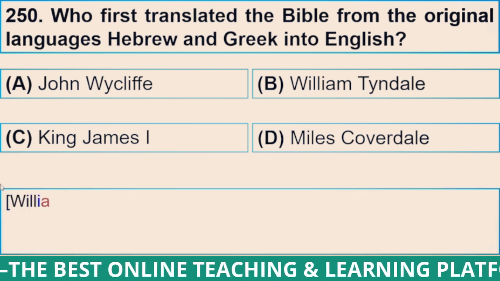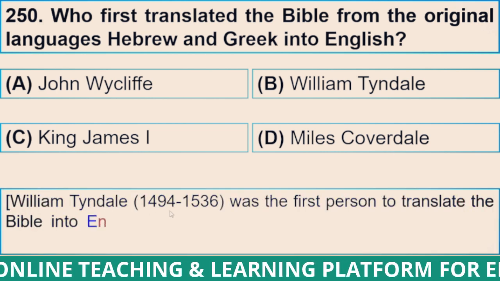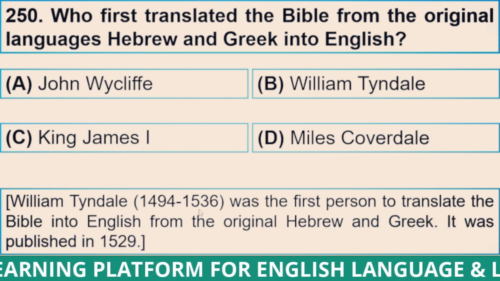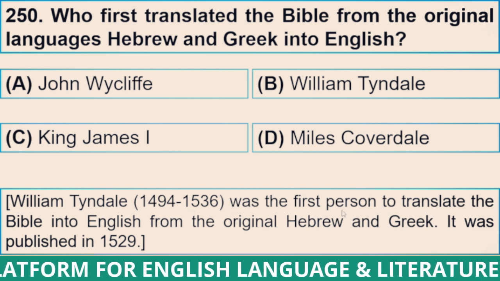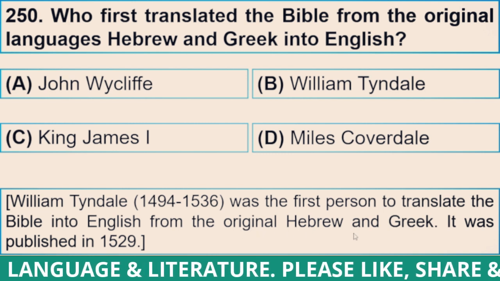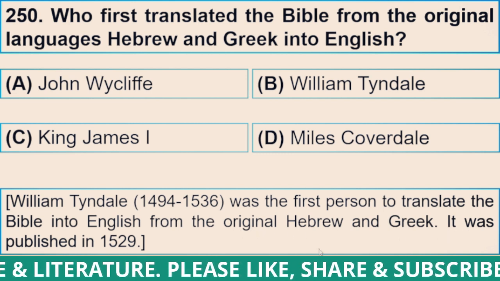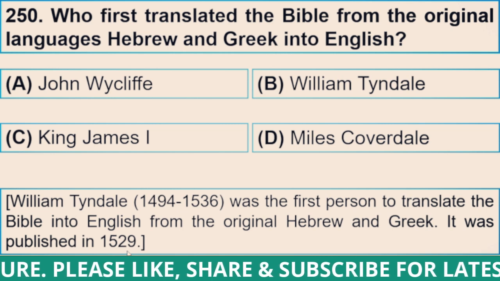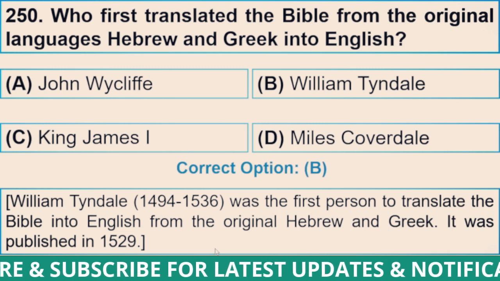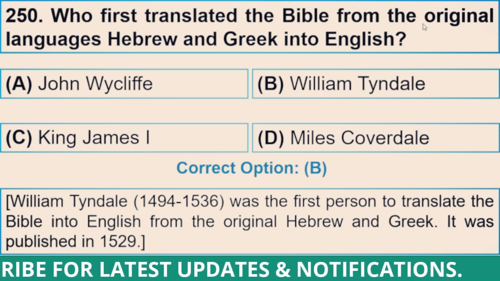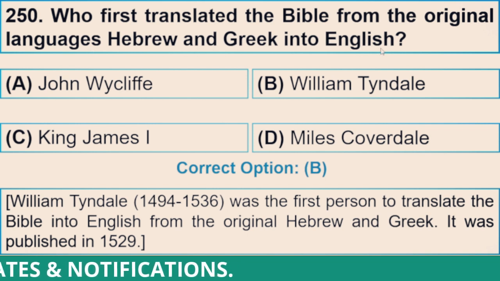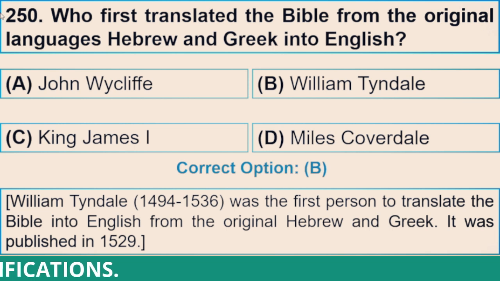Let me explain it. William Tyndale, who was born in 1494 and died in 1536, was the first person to translate the Bible into English from the original Hebrew and Greek. It was published in 1529. Here, correct option will be B, William Tyndale. William Tyndale first translated the Bible from the original languages Hebrew and Greek into English. Alright, let's see next question.